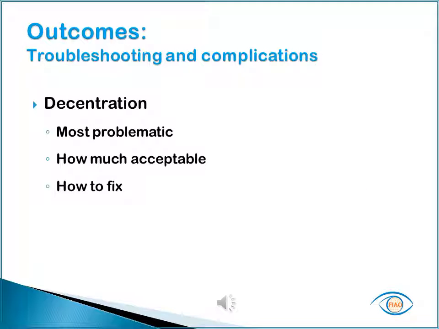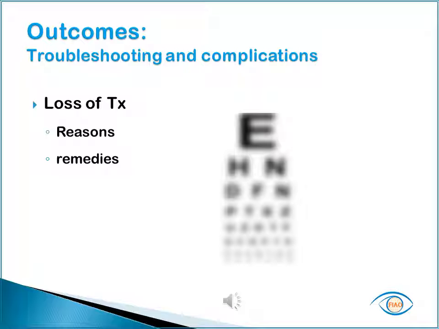To call out a few specific complications, decentration. It's one of the most common and one that we will be concentrating on, and so be able to identify it. Tell us how much is acceptable on a decentration and under what circumstances, and again, specifically how to fix it. We talk also about a loss of treatment. Now, whether that's insufficient treatment in the initial fitting of the lens or after several months, get a good sense of what causes those things and exactly how you're going to fix that.